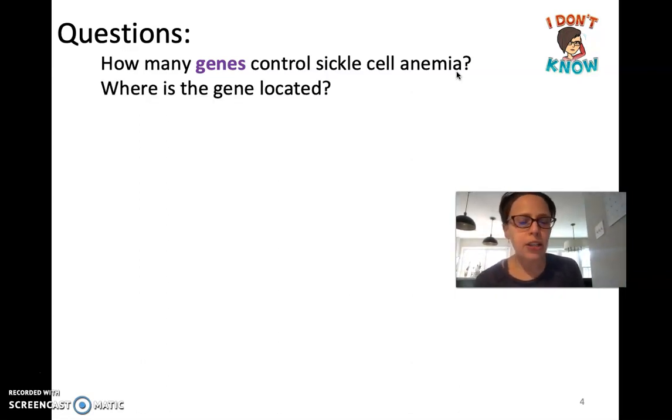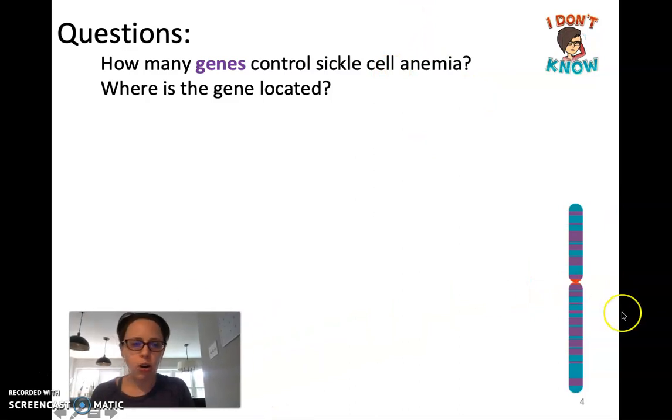Okay, where is this gene located? Where are genes located, ladies? Where are they located? They are located on... That's right, you got it right. They are located on chromosomes. They are not located on ribosomes or Golgi apparatus. They are located on chromosomes.